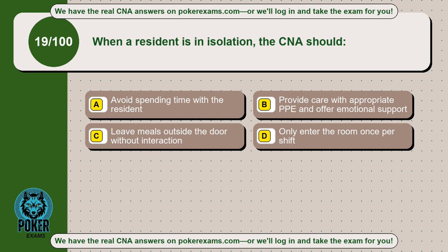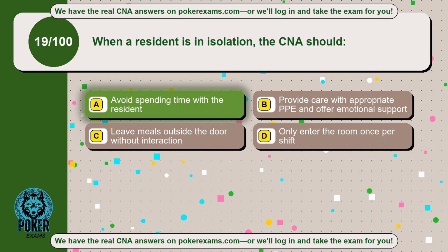Question 19. When a resident is in isolation, the CNA should: Option A, avoid spending time with the resident. Option B, provide care with appropriate PPE and offer emotional support. Option C, leave meals outside the door without interaction. Option D, only enter the room once per shift.